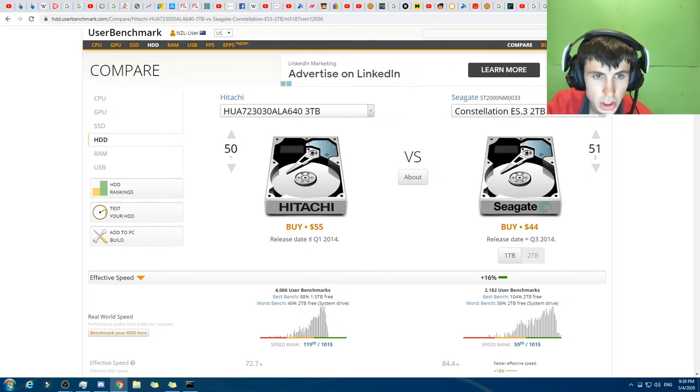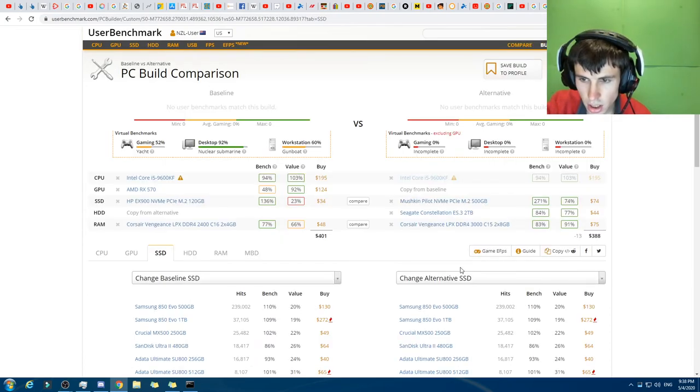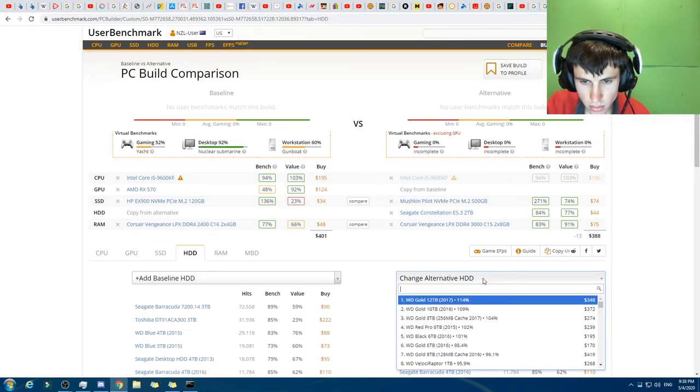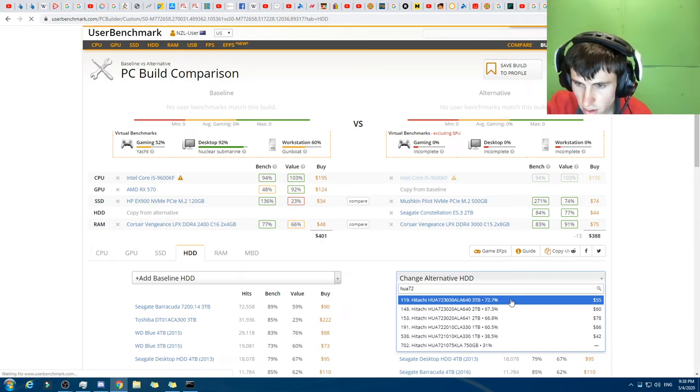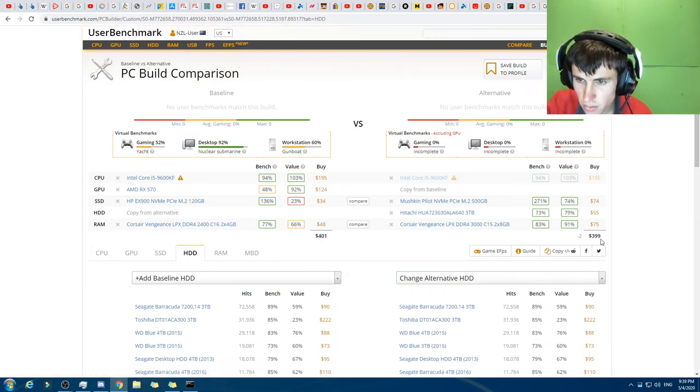So the HUA 72, and we go over here, and we go to the HUA 72. And it is the 3 tier. Wait, why is that one more expensive? Maybe like that one there. Yes, that one. Bam, perfect with $1 spare.